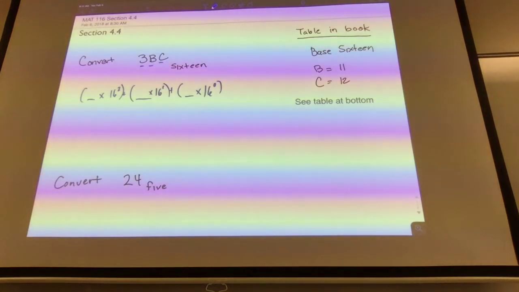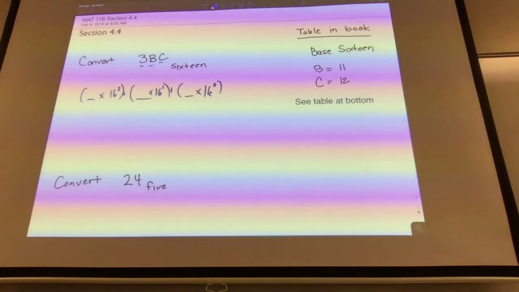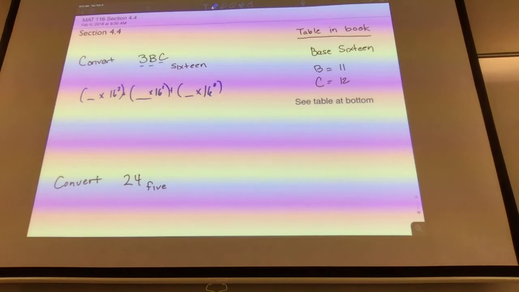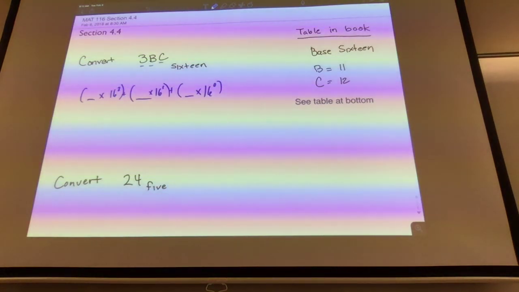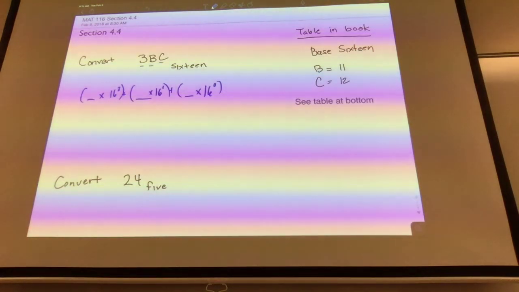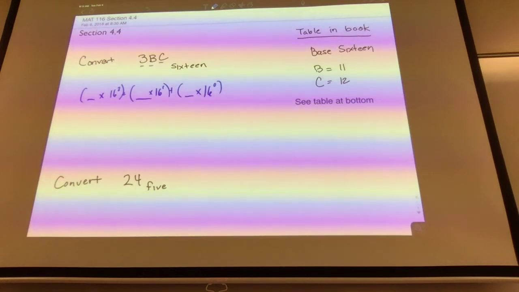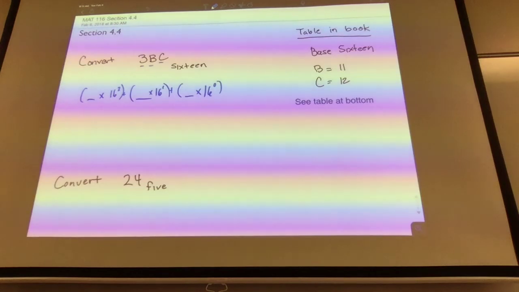Start with 16 power 0, 16 power 1, 16 power 2. I have 3 terms up there, 3BC, so I did it 3 times. If I had 5 terms, I would have kept going to the left, and my next one would have been 16 to the 3rd times some number, plus 16 to the 4th, some number, and so on and so forth. You'll see this as we continue to do some examples.